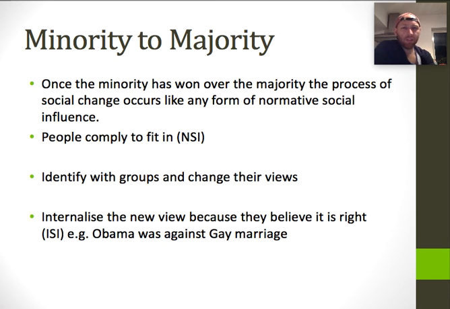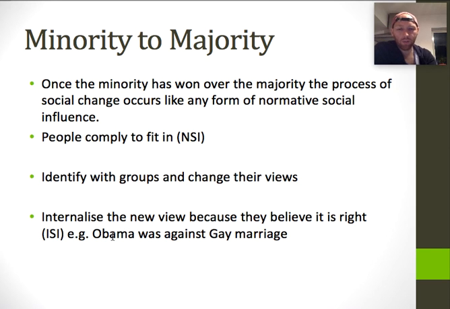Now the minority turns into the majority over time. So once a minority has won over the majority, normative social influence and informational social influence come into play. So people either comply with the majority just to fit in, or they internalise the views of the majority and genuinely believe in it.